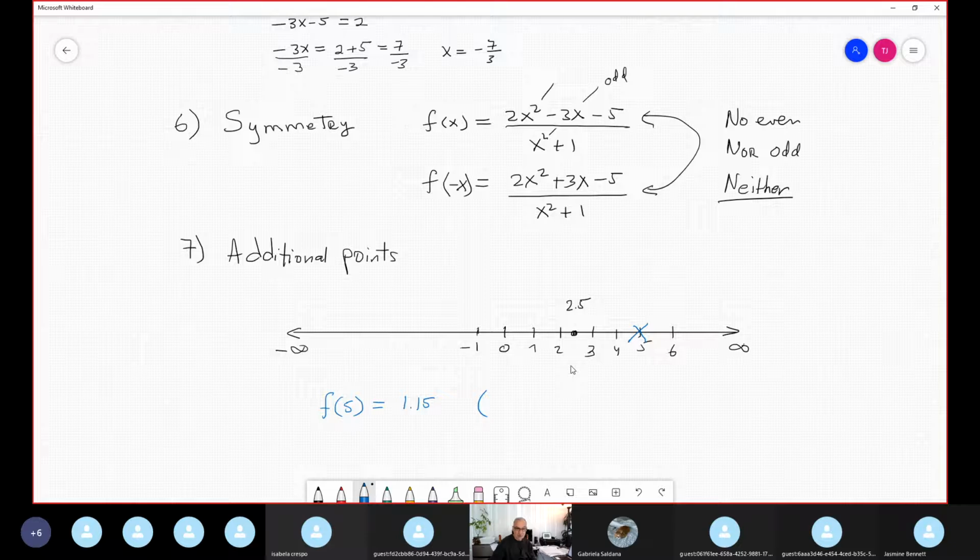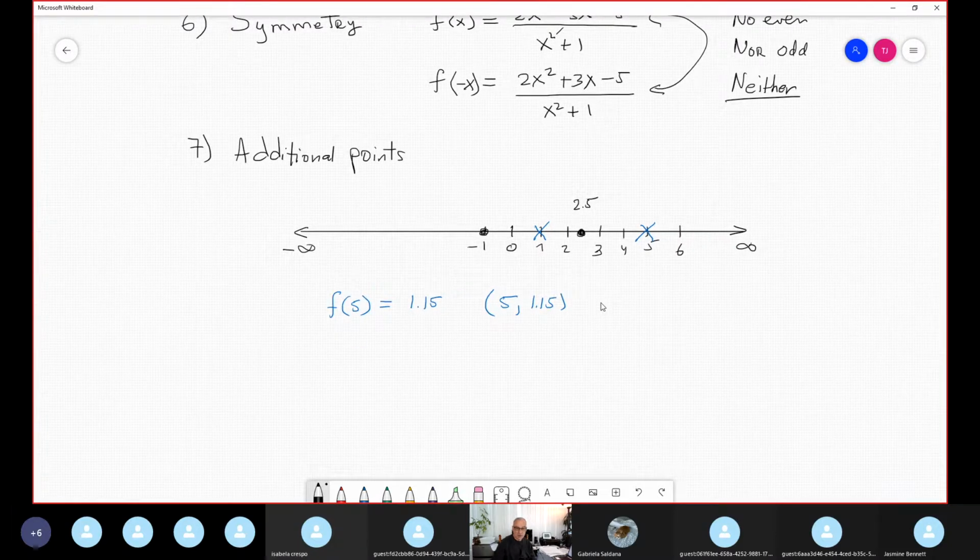So I have an additional point, 5, 1.15. Then you plug it into the original with the calculator, either way. With decimals, we'll see decimals later. One more point is important, in my opinion: 1, I like 1 so much. It is in between. Remember, the partition was 2.5 and -1. So 1 is very representative of this interval.